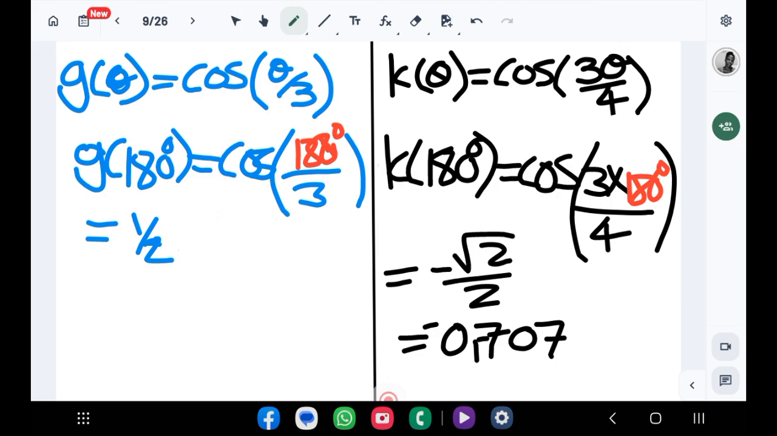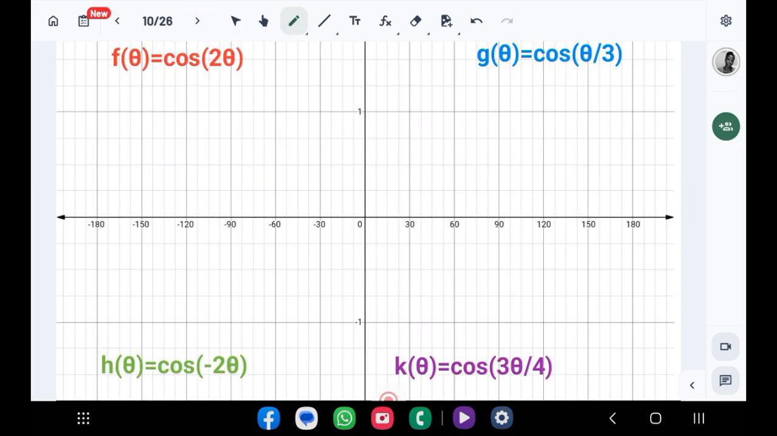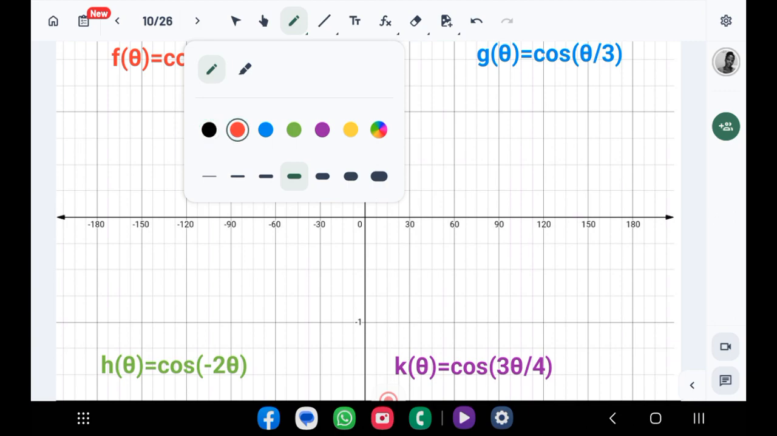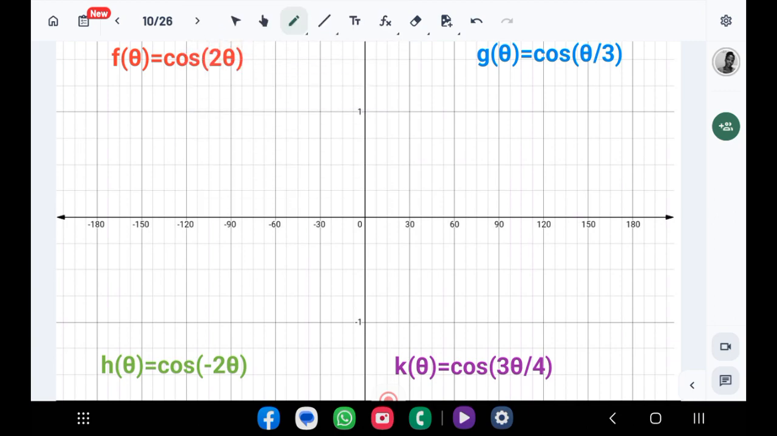Right, now let's try and plot the graphs. Let's start with the G of theta. So the milestone there is 45 degrees. Okay, let's start with the red one. So at the beginning, you've got a maximum turning point at 0, 1. And then the milestone is 45 degrees, meaning that your first x-intercept will be at 45 degrees. Next 45 degrees, that will give me my minimum turning point. Another 45 degrees will be somewhere here in the middle. That's another x-intercept, and then the last one will be at 180 degrees, and that is the maximum turning point.